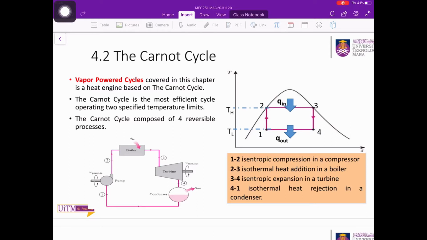Subchapter 4.2 The Carnot cycle. For your information, the vapor-powered cycles covered in this chapter are based on the Carnot cycle, a heat engine.